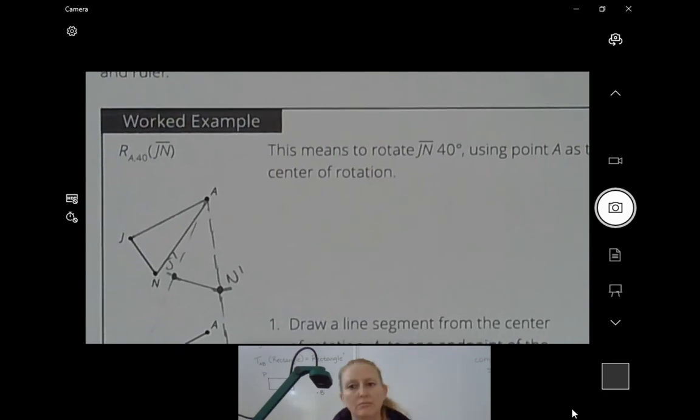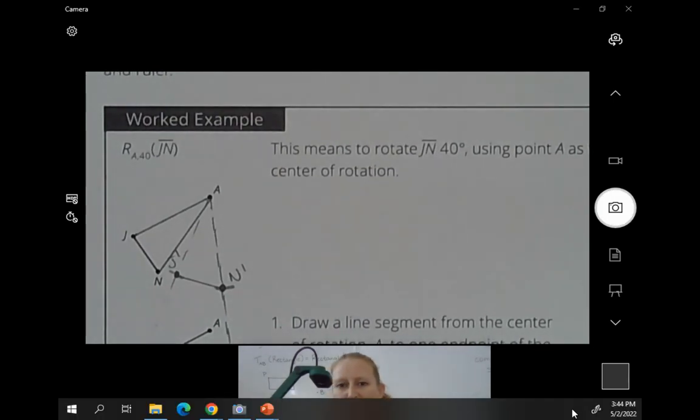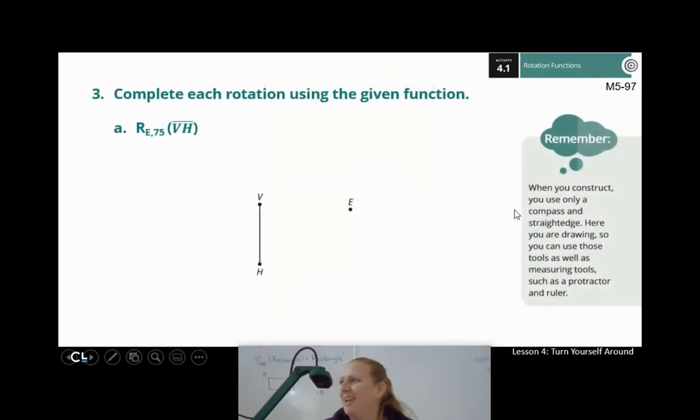And there you go. Now that you've got the idea, I want you to try a few of these. Over on page 97, question number 3, we've got a couple of these. We've got A, we've got B. I would like you to try both of these. Go ahead, hit pause, work these out, do your rotations, and then hit play when you're ready to check your work.